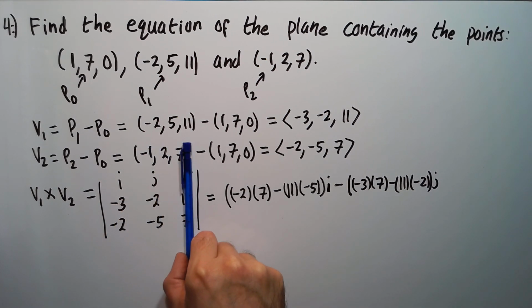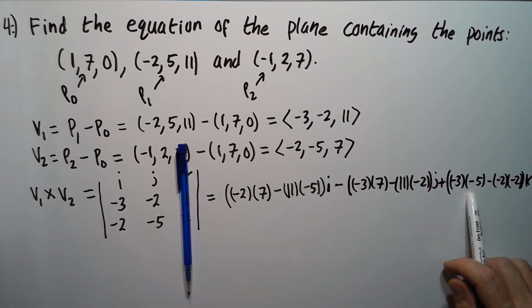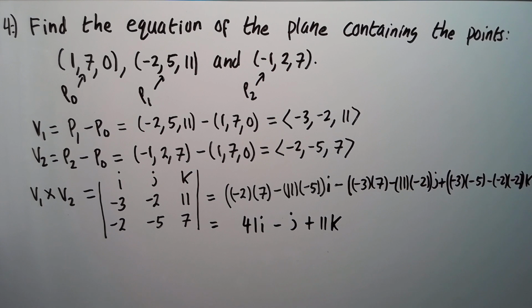Now we'll do the k component. So it'll be -3 times -5 minus -2 times -2. Let me write that here. So we get -3 times -5, which I have here, then minus -2 times -2, which I have here. Okay, now let's simplify these things. So simplifying, we get 41i, because it'll be -14 plus 55, 41. And this you can work out, it'll be just -1, so it'll be -j, and this you can work out, it'll be 11, so 11k.